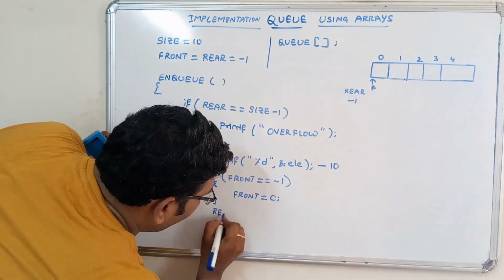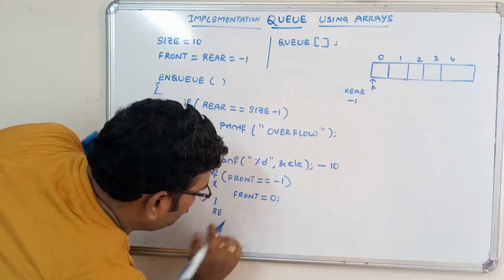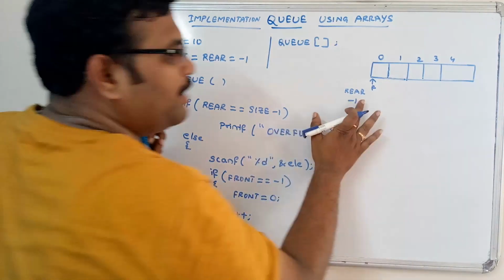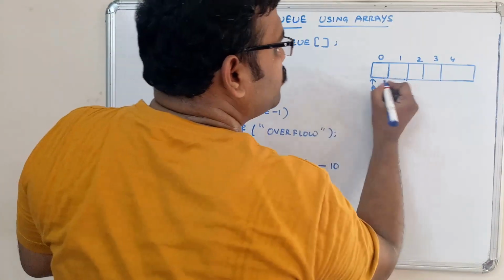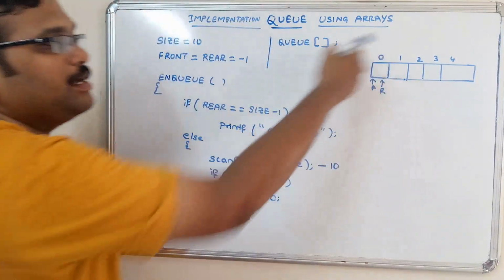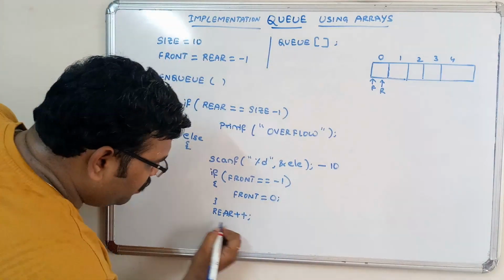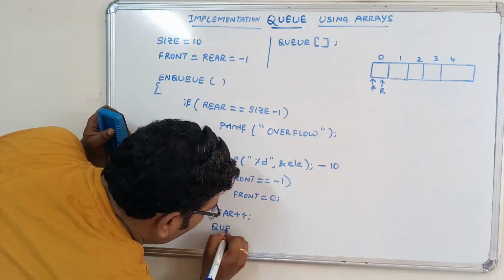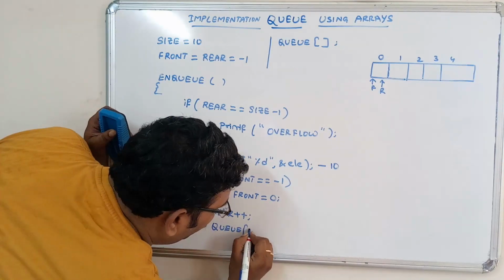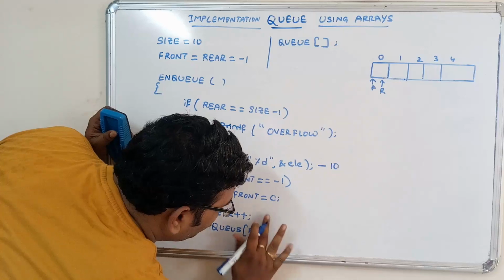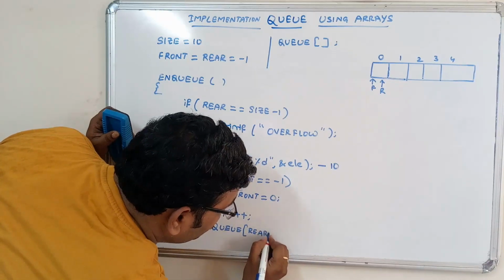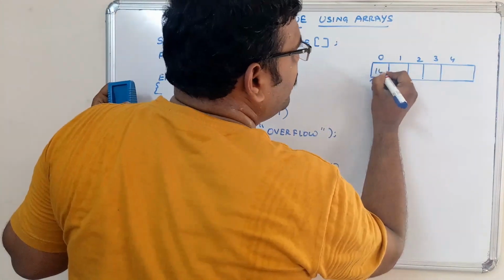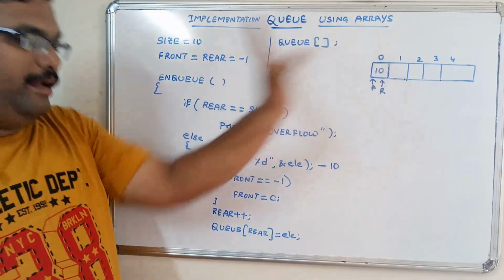Here we need to update the rear. So rear is updated from -1, so the rear value will be here, that means pointing towards 0. So at the 0 we have to insert an element. Q of rear is equal to element. So now the 10 will be here. That's all.